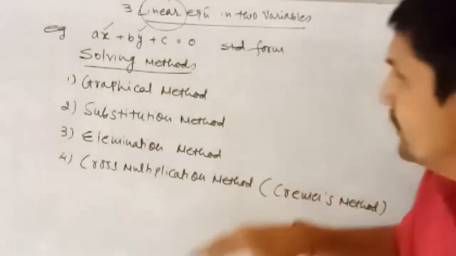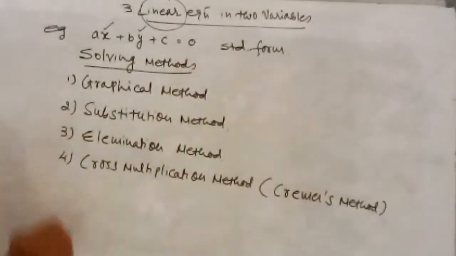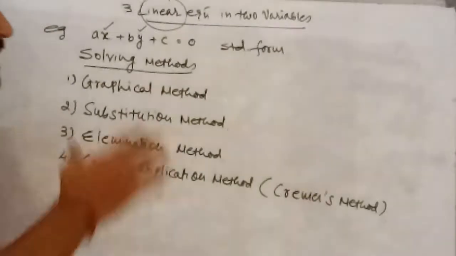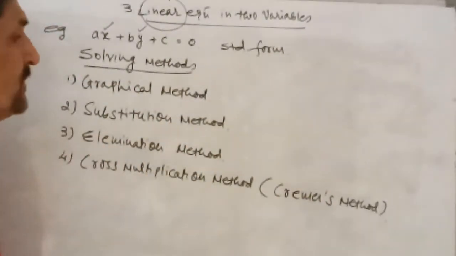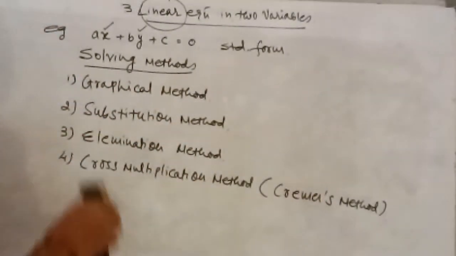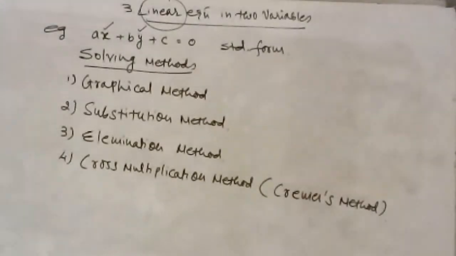So here we will start with the second method, because the second, third and fourth methods are new for us. We will start from the substitution method. So these are the four solution methods which we have to study: first the graphical method, second the substitution method, third the elimination method, and fourth the cross multiplication method, which is also called Cramer's method.